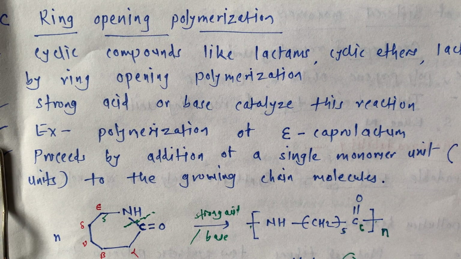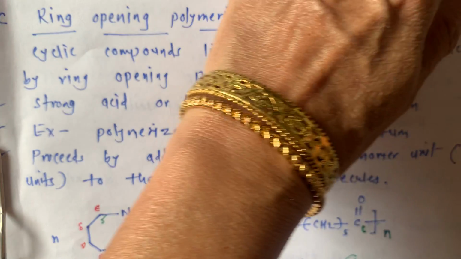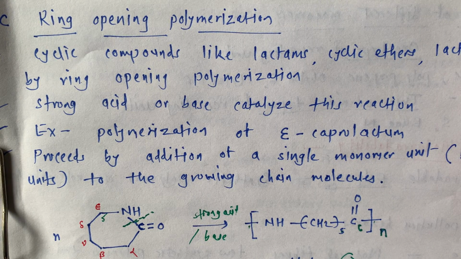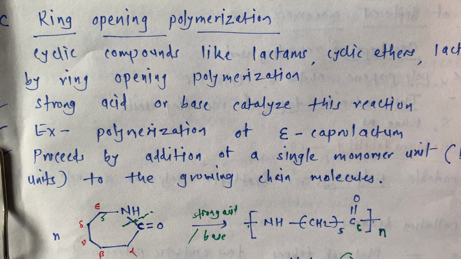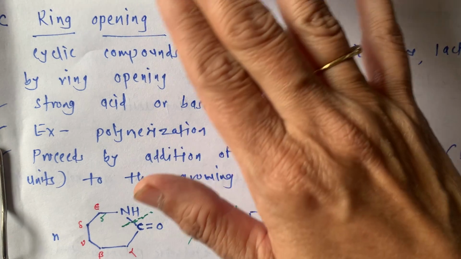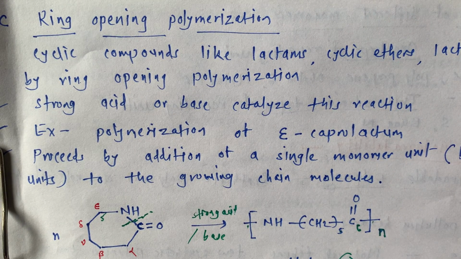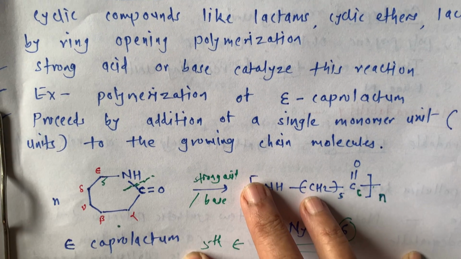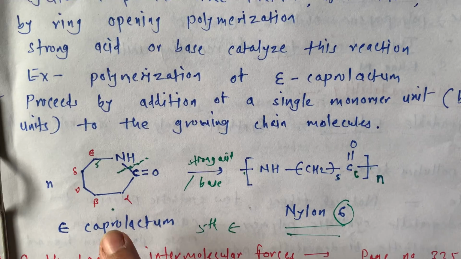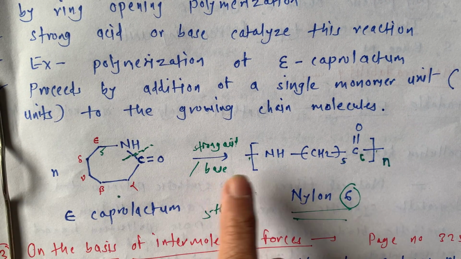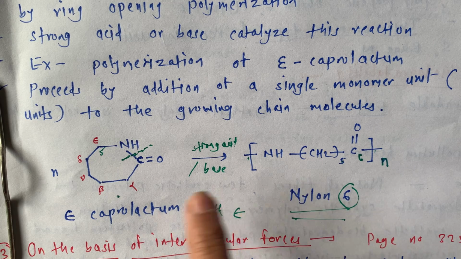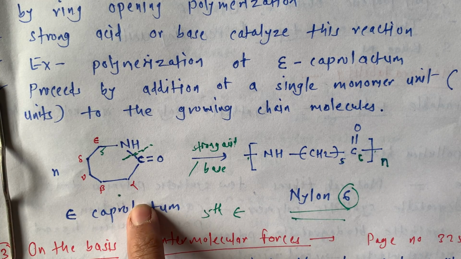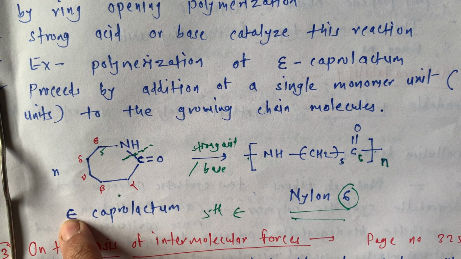Hello students, in the last lecture we studied classification on the basis of the mode of polymerization. In that, we studied addition polymerization, then condensation polymerization, and then ring opening polymerization. In ring opening polymerization we saw the example of the formation of nylon 6 from epsilon caprolactam. What is the epsilon? I explained last time.